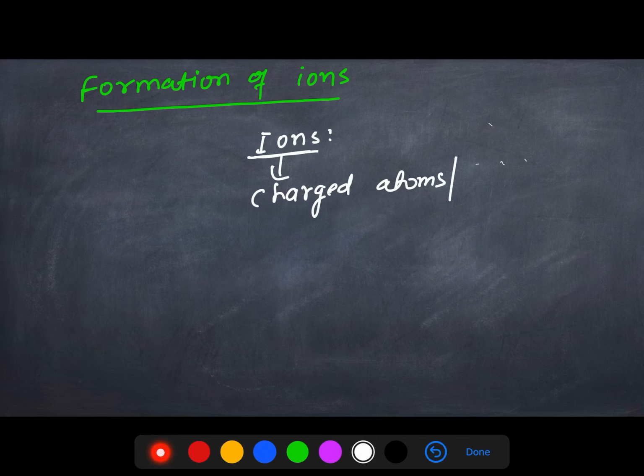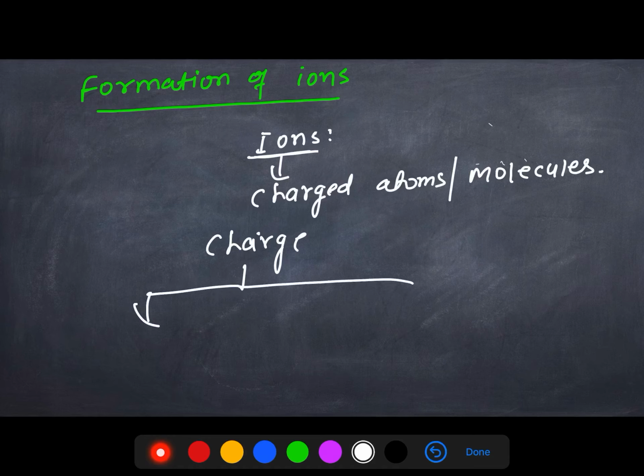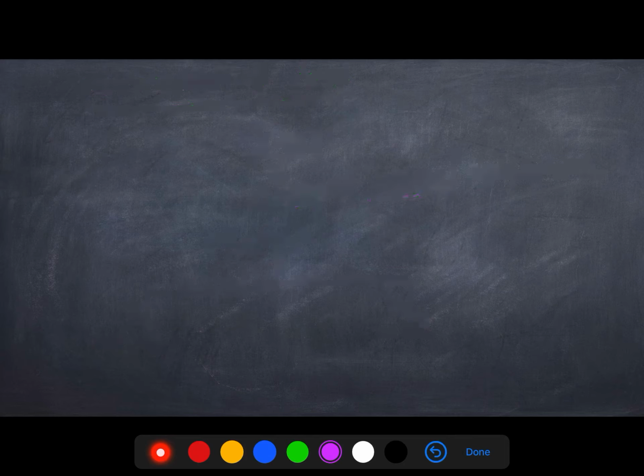Remember that ions are any charged atoms or molecules. Any atoms which are charged or any molecules which are charged are going to be called ions. One basic thing we already know is that a charge can be of two types. You can have just two types of charges, either positive or negative. There is no third kind of charge. So if some species are charged, there are just two possibilities: it can be positively charged or negatively charged.